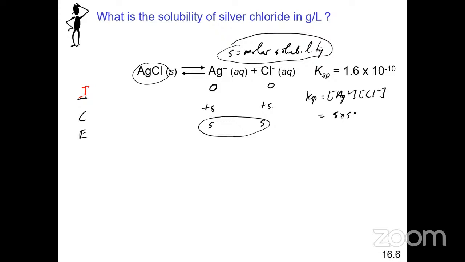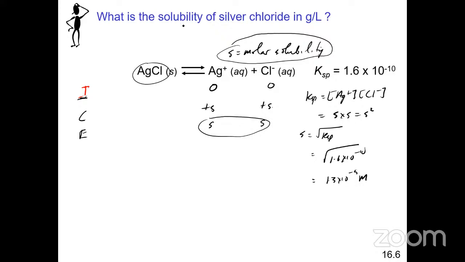So basically, we're going to plug these terms into where we have these concentration values. So that would be S times S, which would be equal to S squared, which means that S would be equal to the square root of KSP, which would be equal to the square root of 1.6 times 10 to the minus 10. So if I were to do that number crunching on my calculator, I would get 1.3 times 10 to the minus 5 M, right?